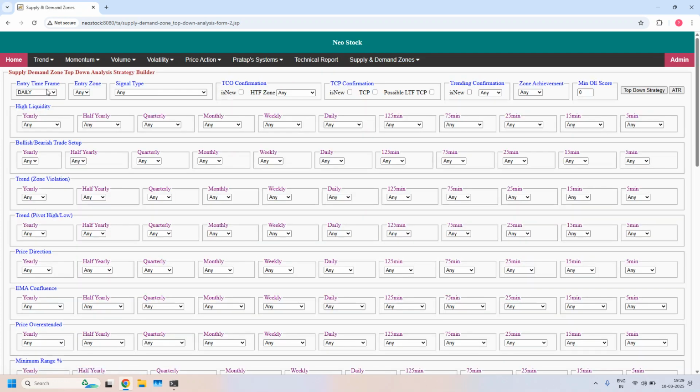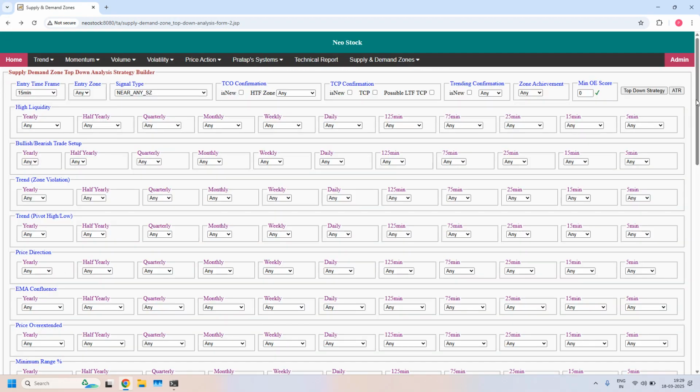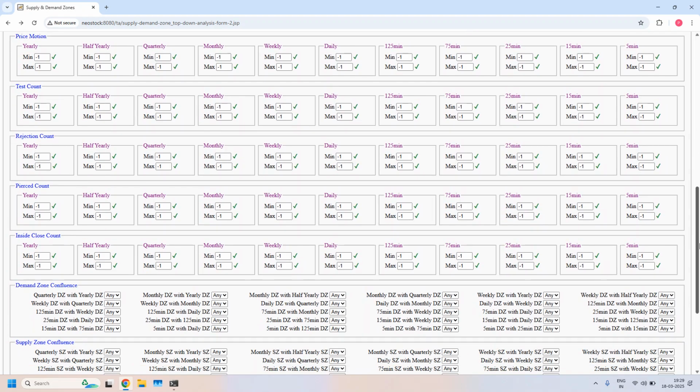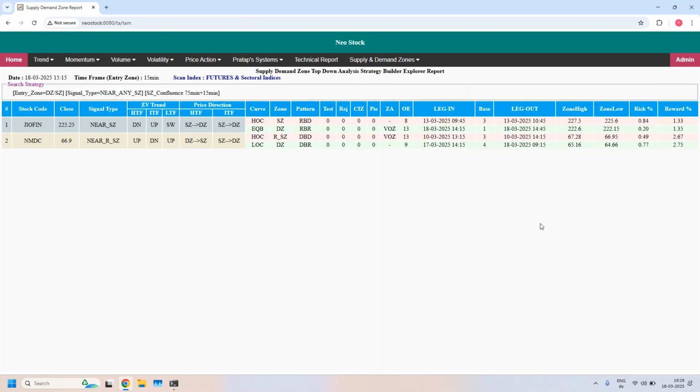Next, for 15 minutes time frame, stocks near 15 minutes supply zone, we got 7 stocks. Let us verify how many of these stocks are having ITF supply zone confluence. That is 15 minutes supply zone with 75 minutes supply zone confluence. Enable the filter. We got 2 stocks. That means these 15 minute supply zones are overlapped with 75 minute supply zone. That is what zone confluence.